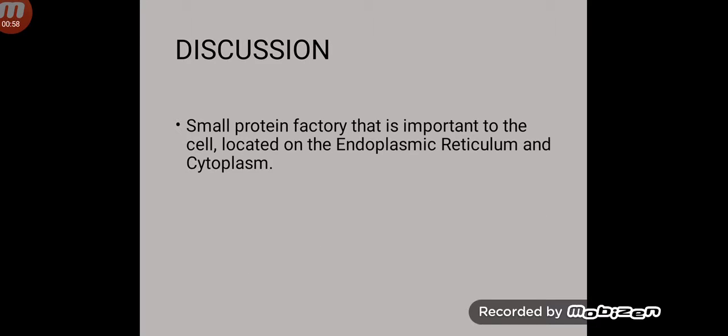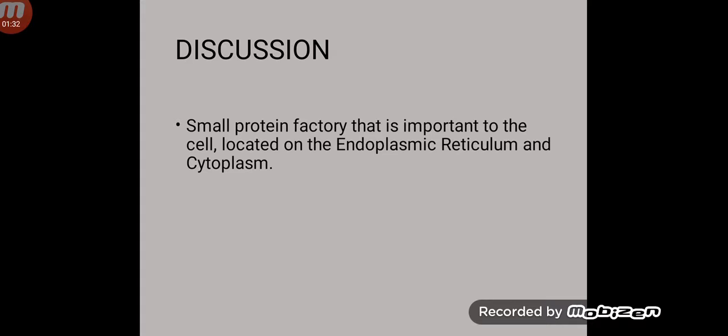It is a small protein factory that is important to the cell. So it says here that it is a protein factory because it really is small, but it has one big role. It is located on the endoplasmic reticulum and in the cytoplasm. So why is it important to the cell? Because it synthesizes protein, or makes protein.